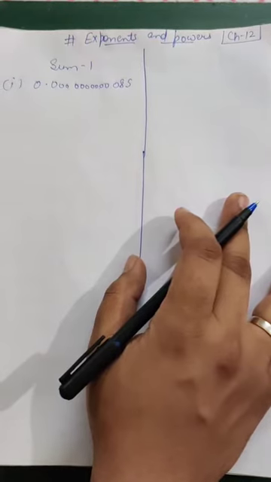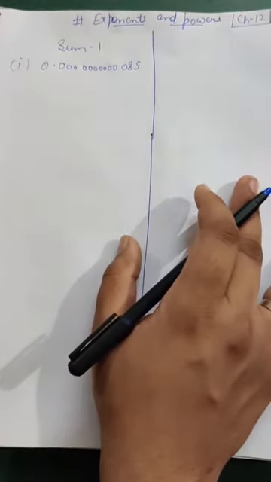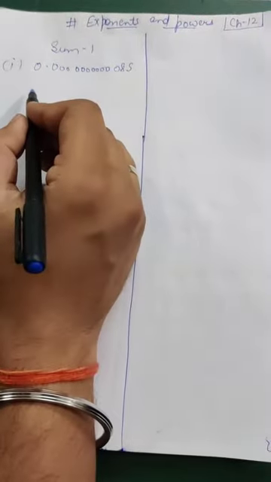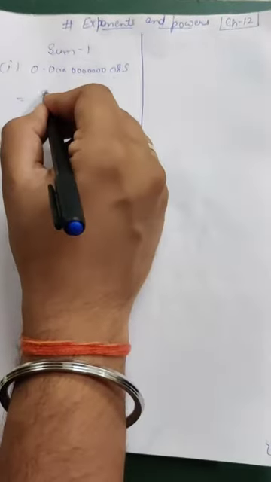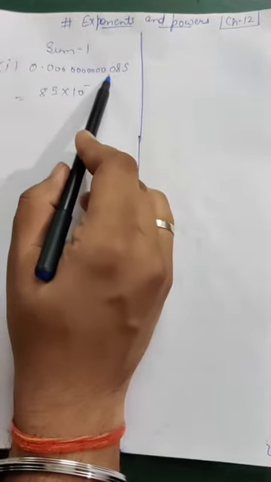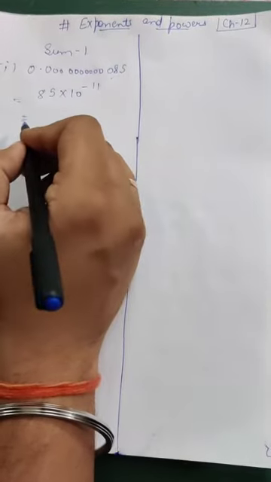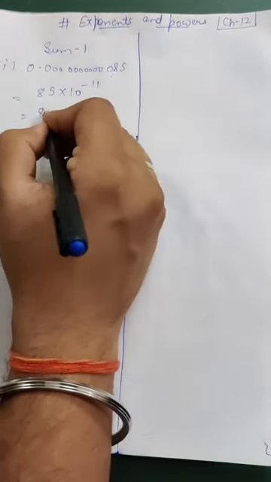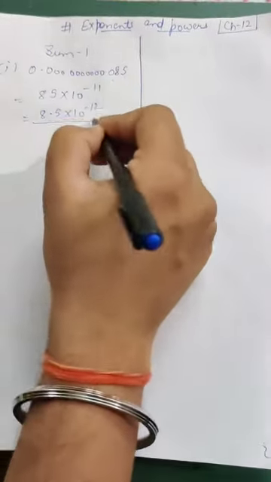So how will we express it in standard form? Standard form means we have to write a number, and then multiply it with a power of 10, with 10 as the base. So we will write this, as we can see, this is 85, so 85 into 10 raised to the power minus. Why minus? Because this is in decimal form, so minus will come. So minus 11, or 8.5 into 10 raised to the power minus 12 will come.